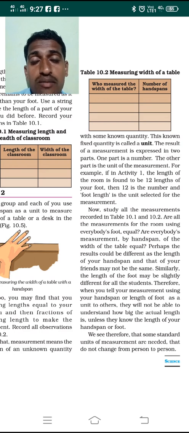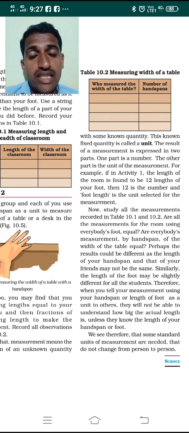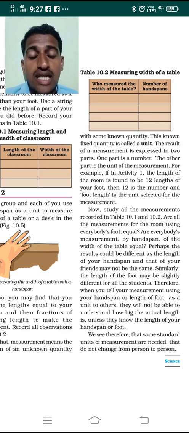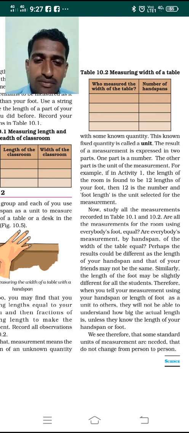Are all those measurements for the classroom using everybody's foot equal or not? Is everybody's measurement by handspan or foot span the same or not? So by this what we understand is the result could be different, as the length of your friends' handspan and foot span may be different for different people. The result could be different as the length of your handspan and your friends' may not be the same. Similarly, the length of the foot also may be slightly different from your friend's foot length.